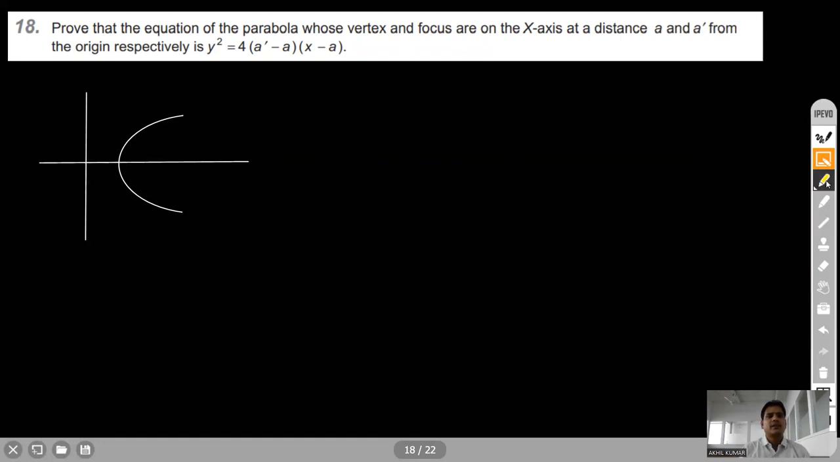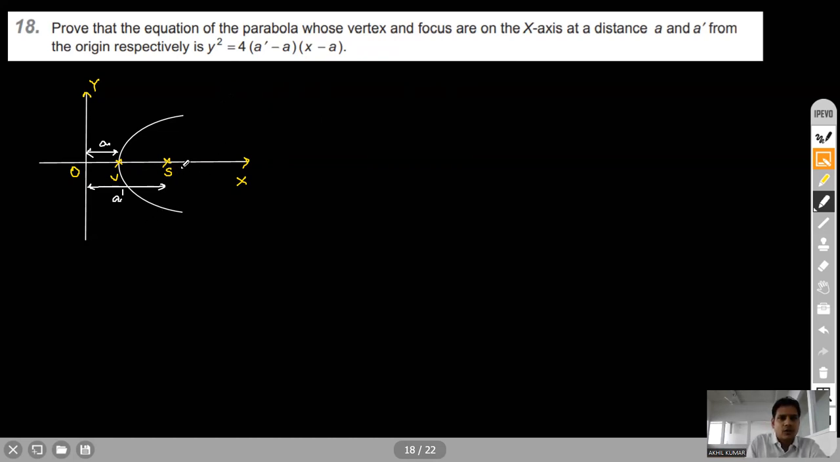So it is saying the equation of parabola whose vertex and focus are on the x-axis. Means this is our x-axis basically. This is our y-axis, okay? And suppose this is our focus S, this is our vertex V, okay? So it is saying that vertex and focus are at a distance A and A dash from the origin. So suppose this is our origin O. So the distance from O to this V is given as A, and this distance is given as A dash. This is what the question is saying. Then prove that this will be the equation of parabola.